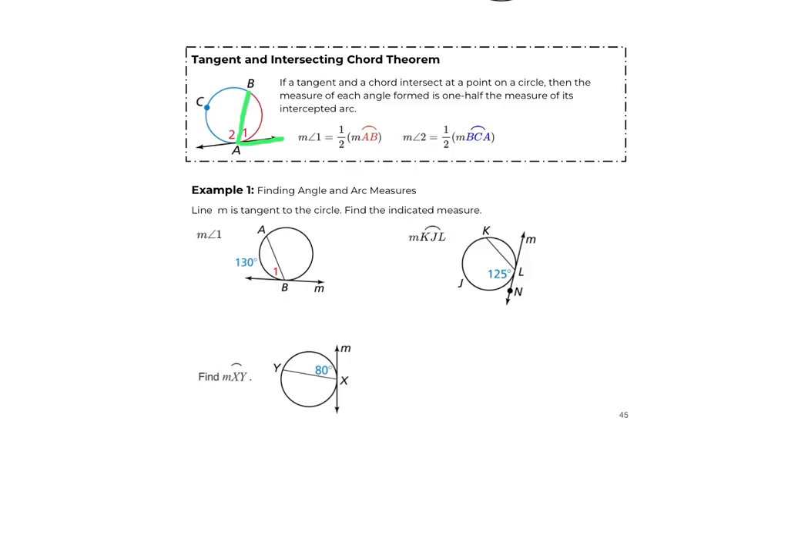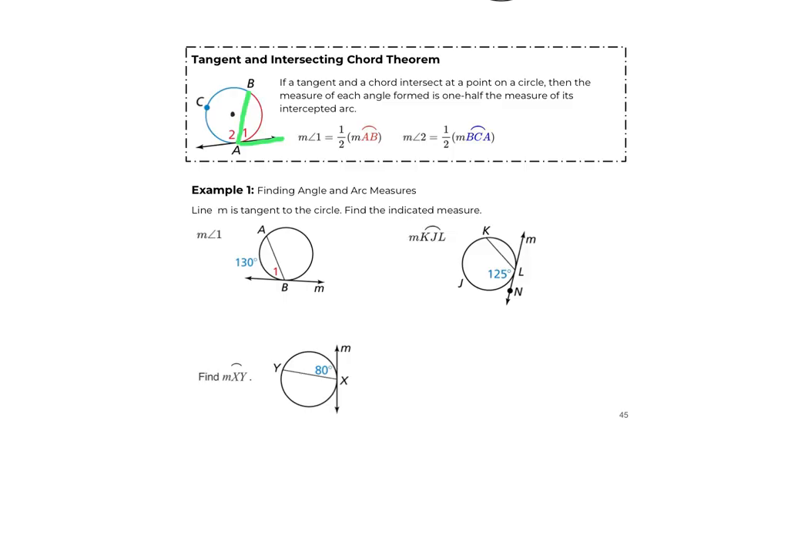Now, this chord is not necessarily the diameter. If it was the diameter, then we've already talked about how they form a 90-degree angle because it goes through the center, which would make it the radius. Here, it's not necessarily going through the center. So it might be helpful to say this point right here is the center. That chord is not going through the center. It's just a random chord, okay?